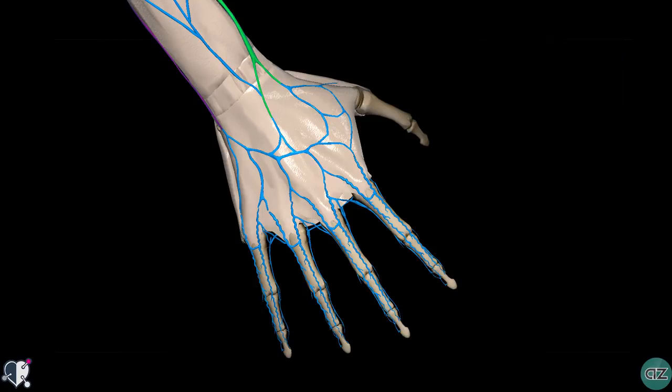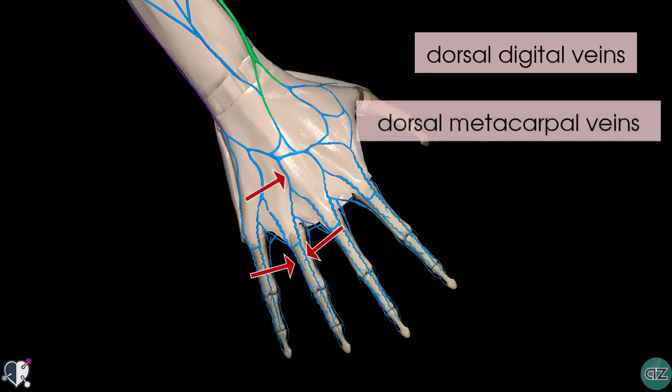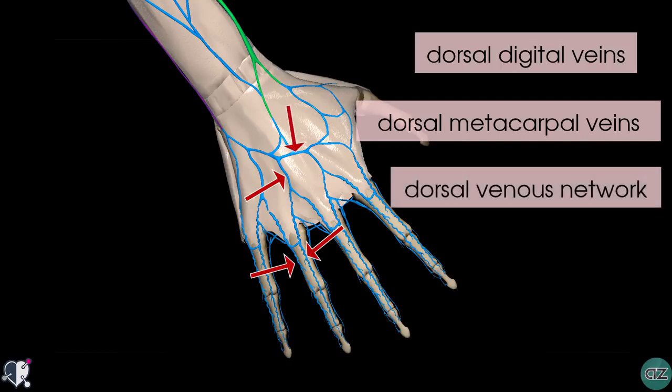So looking here at this model of the dorsal aspect of the hand, we can see these paired veins on the dorsal surface of the fingers. These are the dorsal digital veins. And you can see that they unite to form the dorsal metacarpal veins, which then drain into this network on the back of the hand, the dorsal venous network.